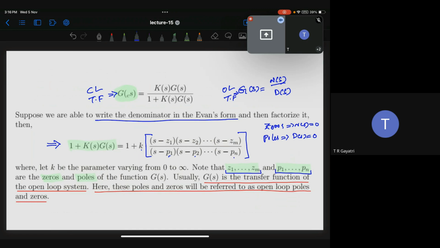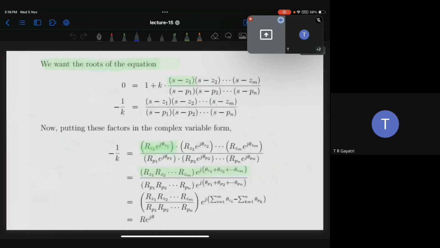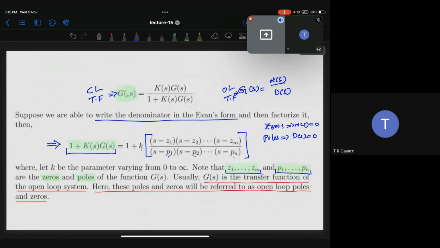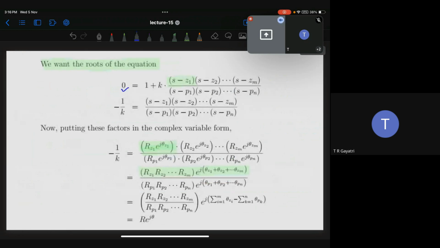By starting with open loop poles and open loop zeros, we will decide the stability of the closed loop system. Now you start with this because you want to find the roots of this equation. We shall make that equal to 0. So the second part is as it is. Now you see this part we have just derived. What is this part? It is r e power j theta. Am I correct?